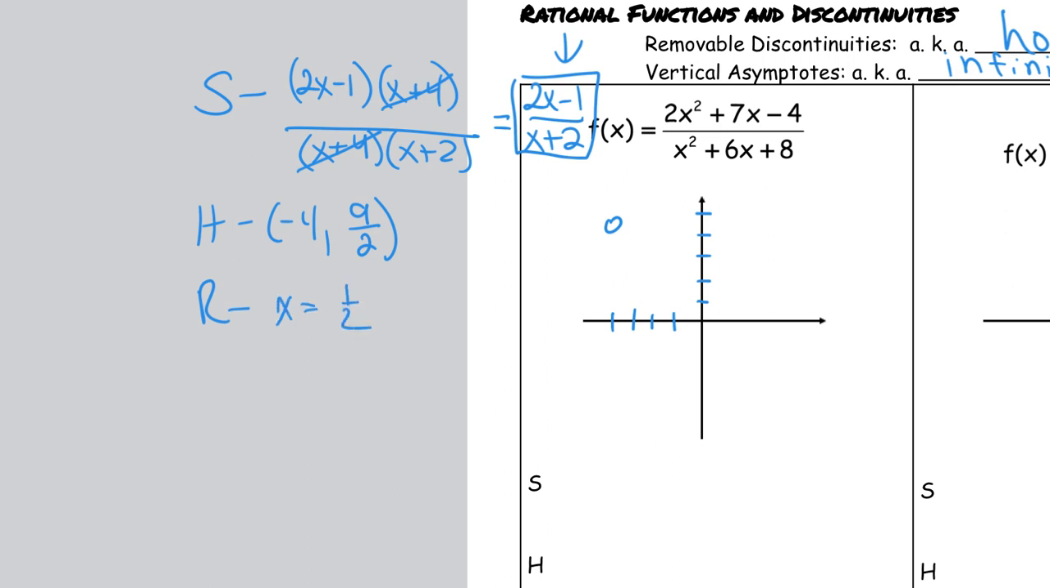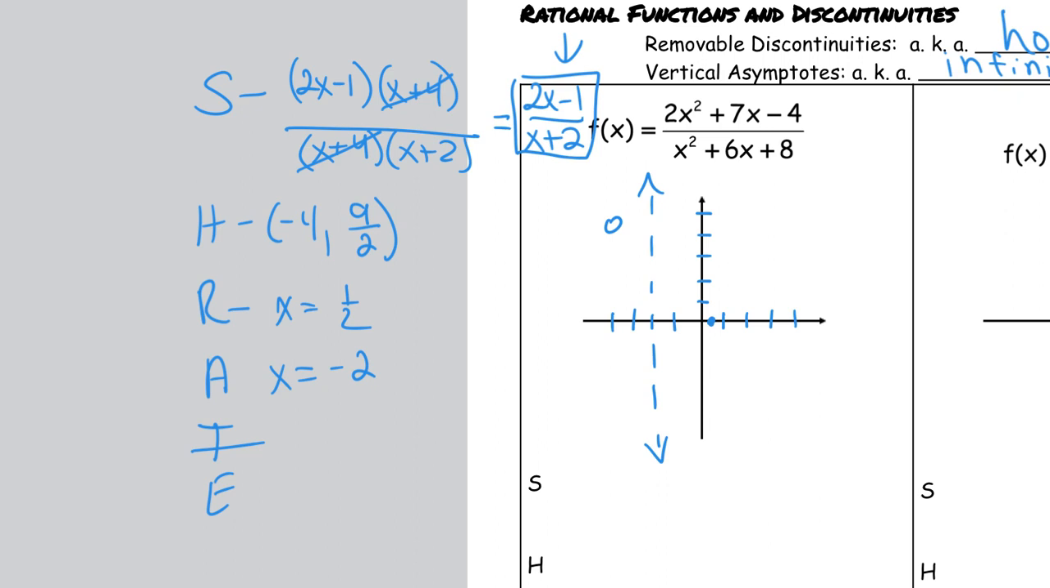What are our roots? X equals 1/2. So I got 1, 2, 3. I'm just putting some numbers. I got 1/2. So now I have a vertical asymptote at x equals, you two, focus. Then we got t, which we're going to ignore.